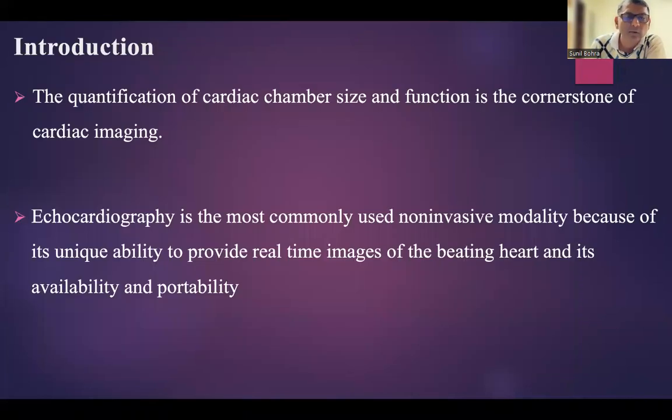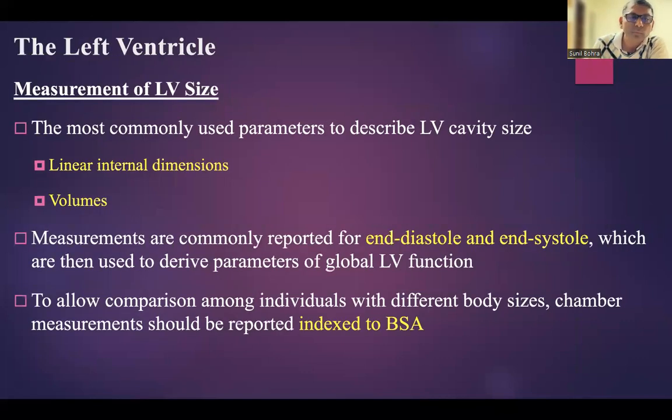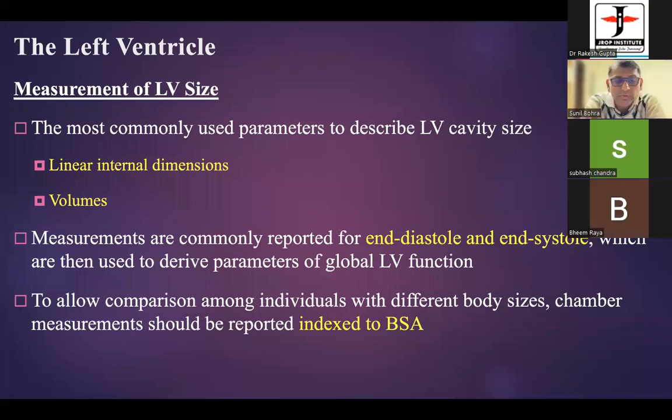LV function assessment. So we all know the quantification of cardiac chamber size and function is the cornerstone of cardiac imaging. And echocardiography is the most commonly used non-invasive modality because of its unique ability to provide real-time images of the beating heart, and its availability and portability. For the left ventricle, the most commonly used parameters to describe the LV cavity size are the linear internal dimensions and the volumes. And mind you, the measurements are commonly reported for end diastole and end systole, which are then used to derive the parameters of global LV function.